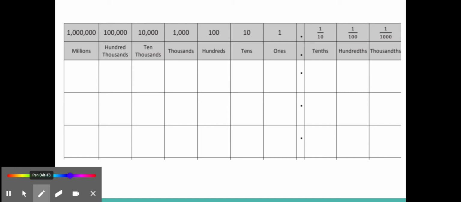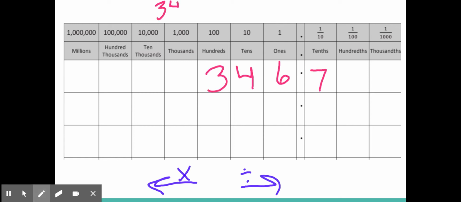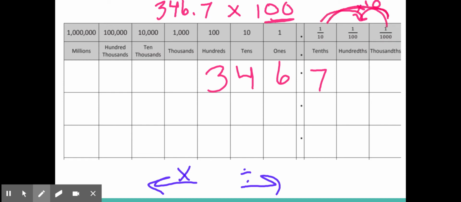So we're going to be talking about how when I am multiplying or dividing by a multiple of 10, how it changes on my place value. So remember, when I multiply, my numbers get bigger, and when I divide, my numbers get smaller. So if I was to work with the number 346 and 7/10, I have 346 and 7/10, and I want to times that by 100. Well, 100 is going to move it two place values, because remember, each time I move a place value, I'm multiplying by 10. So if I'm going to move two place values, that's 10 times 10, which is 100.